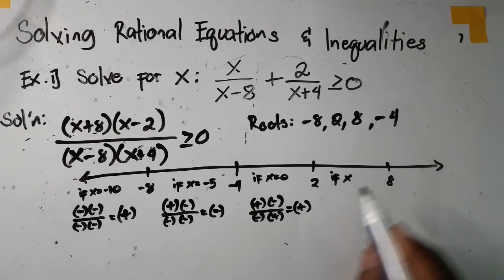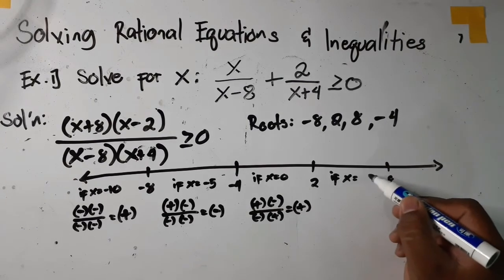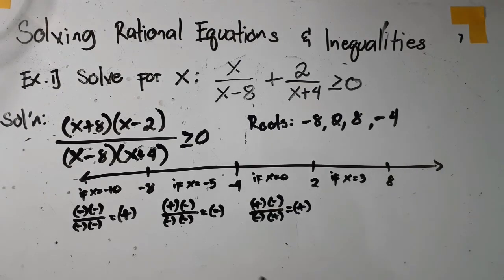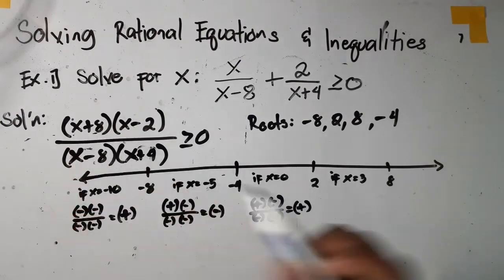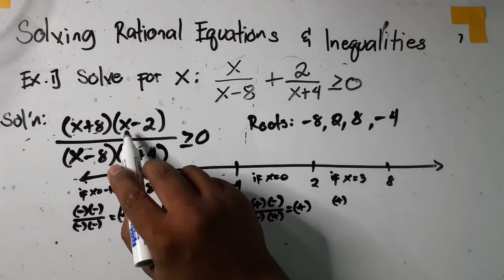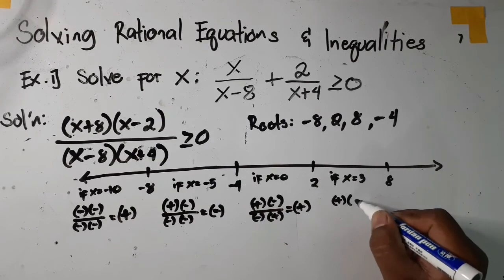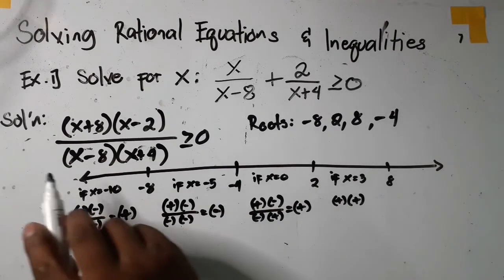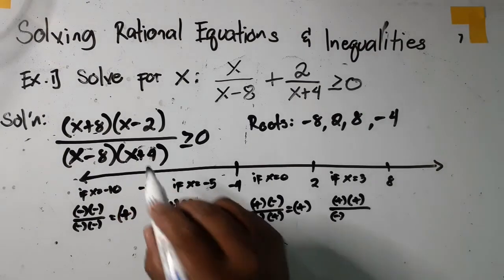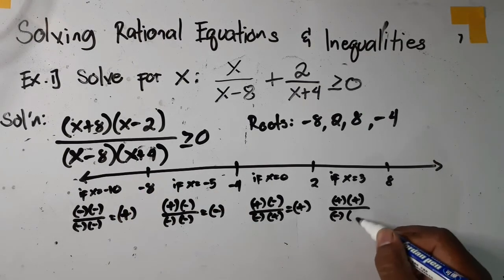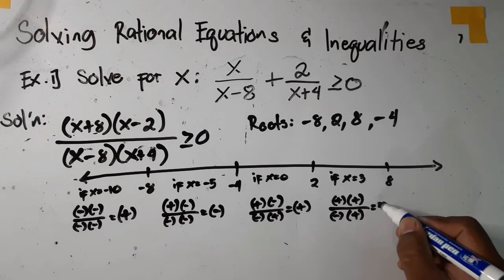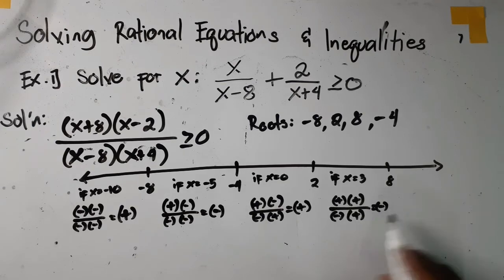So if x is between 2 and 8, okay, let's say 3. Choose the simplest number that you know. So, you have 3 plus 8, okay, a positive. 3 minus 2, a positive. 3 minus 8, a negative. 3 plus 4, okay, positive 7, which is a positive. There is only one negative, an odd number. Therefore, the answer is negative.